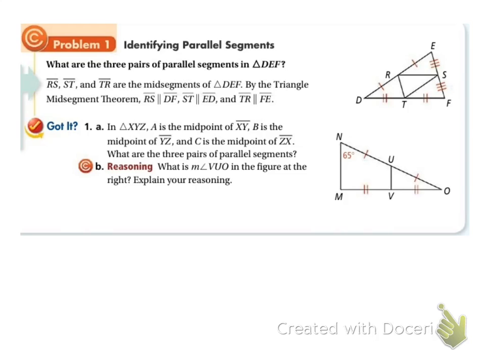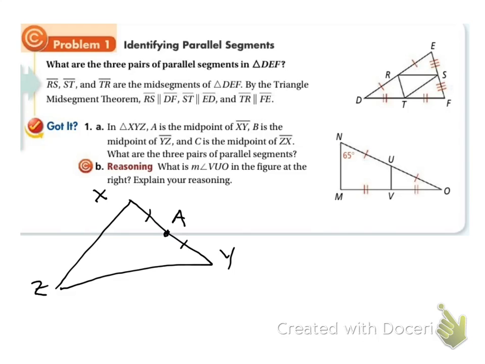Okay. Now our got it problem, that does not go with this picture. That's for part B. So, I'm going to draw out a triangle. It says in triangle XYZ, A is the midpoint of XY. So there's A. B is the midpoint of YZ. B. And C is the midpoint of ZX.